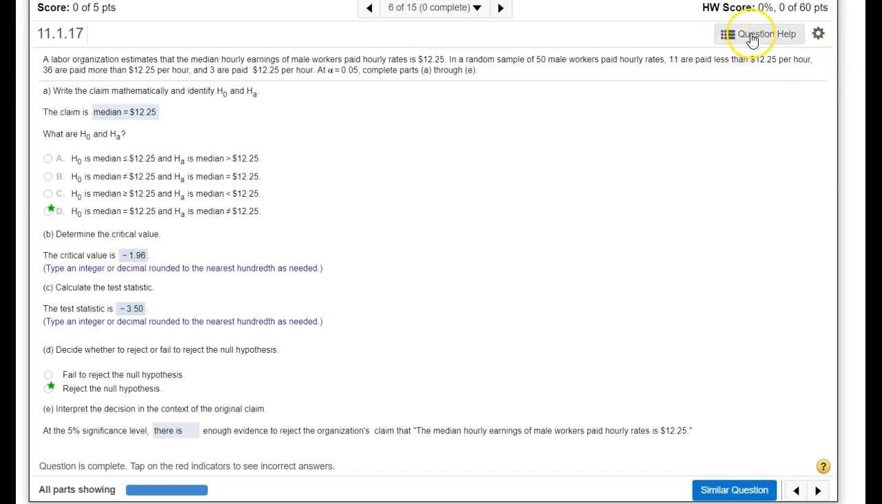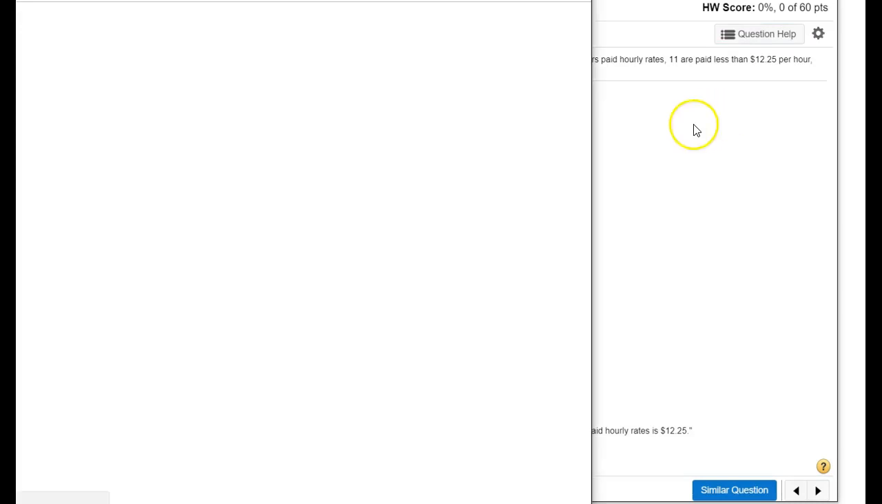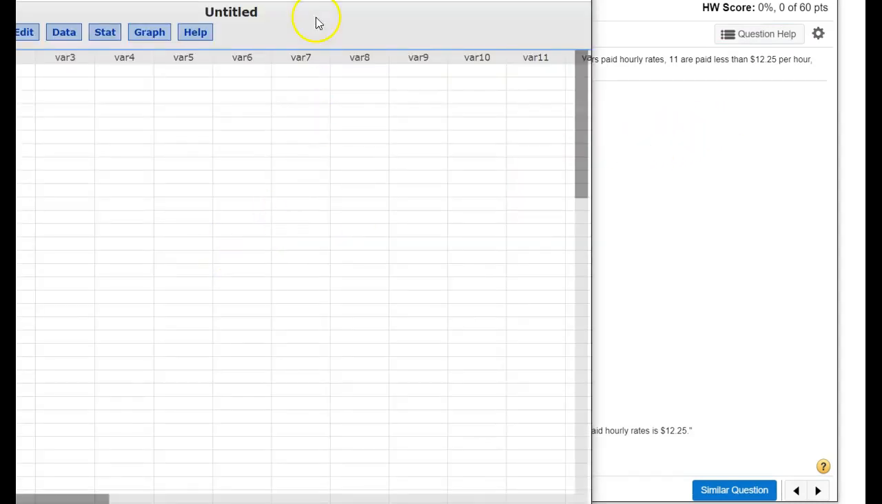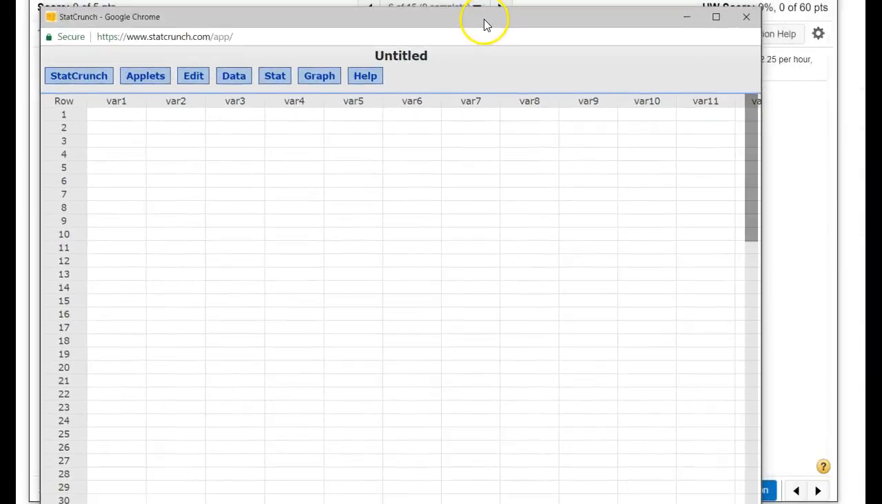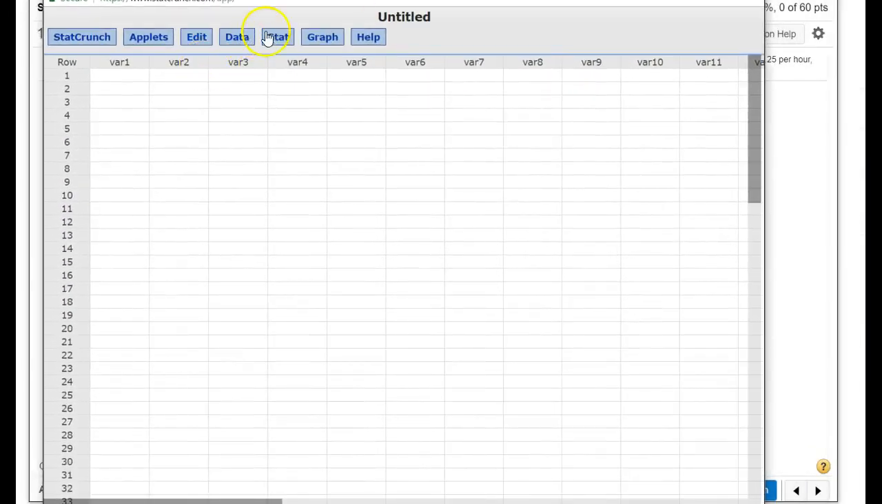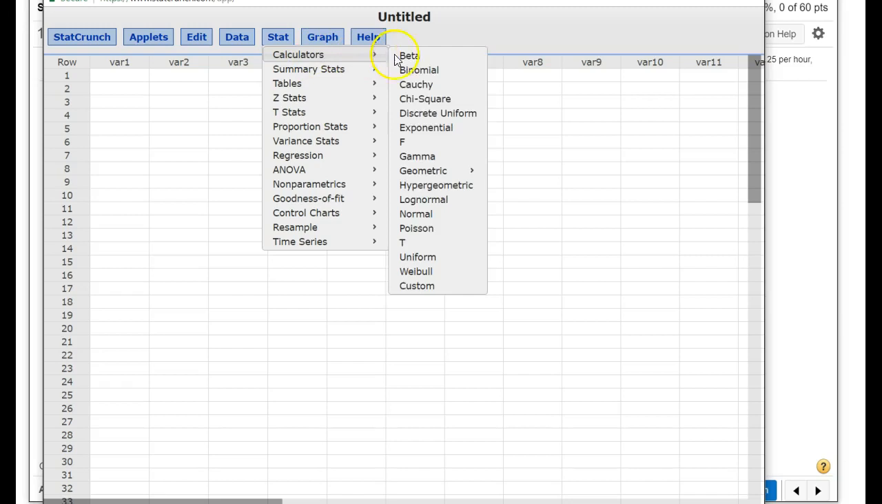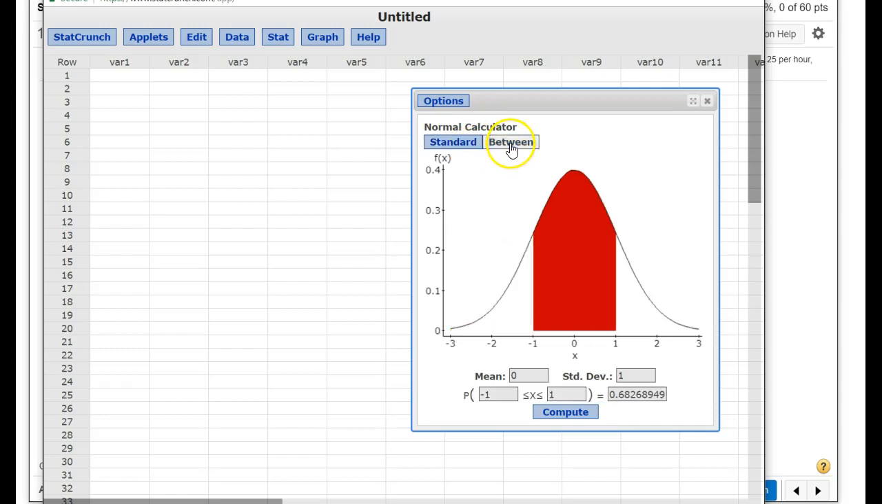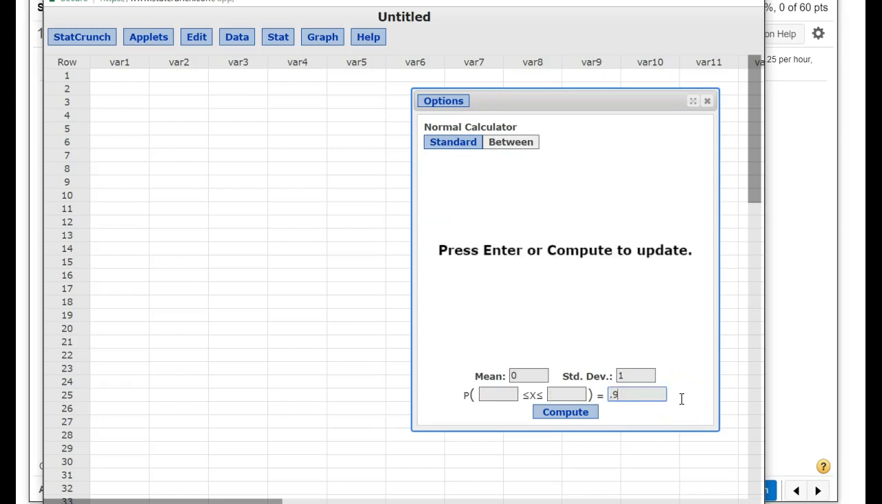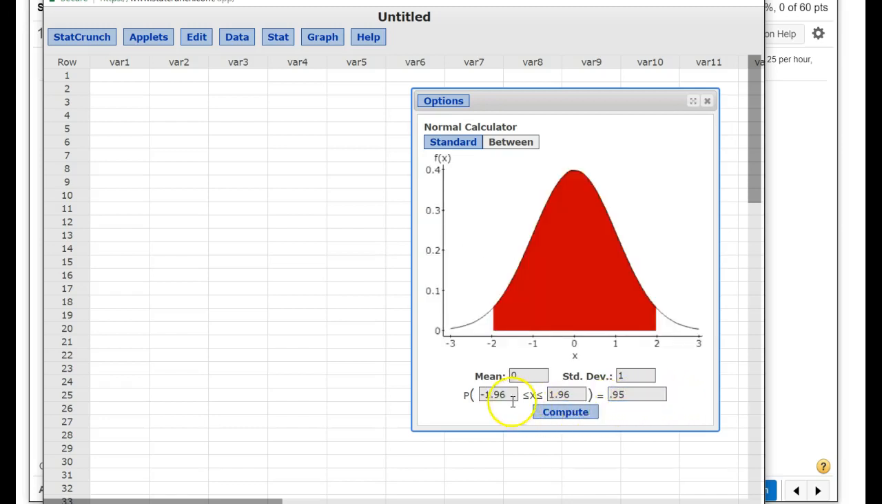I'll show you on the calculator really quickly. StatCrunch. Now, typically we would have, actually, I'll mention in a second. Let's look at this data. Stat, calculators, and normal. We want the between value to be 0.95, and that would give us negative 1.96 and 1.96. But here's the thing.